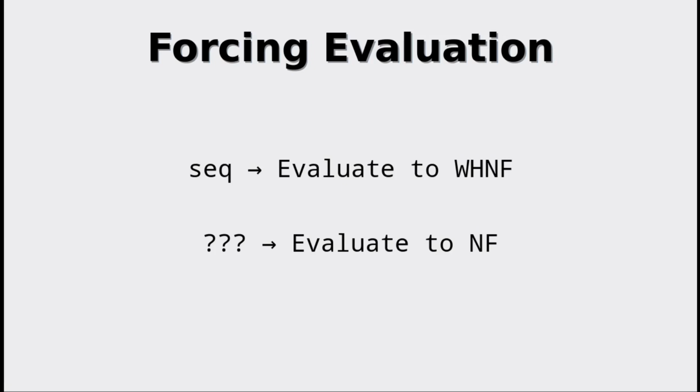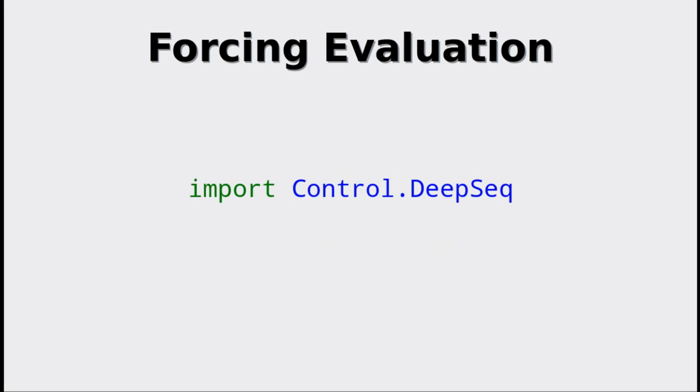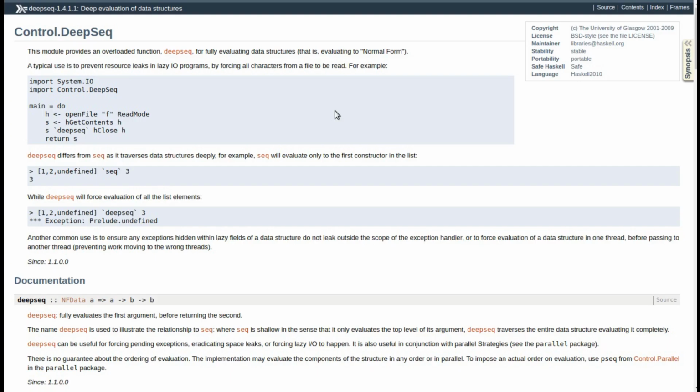Now, in order to do this, we need to import the module Control.DeepSeq. And before we talk about the theory of how this will work, we should look at the documentation of this module. Okay, so here we are in the documentation of Control.DeepSeq. And this is also where one question gets answered. Why do we actually need this functionality in a lazy language such as Haskell? Well, think about this example, where we want to open a file, get its contents, and then close it, and after that return the contents of this file.